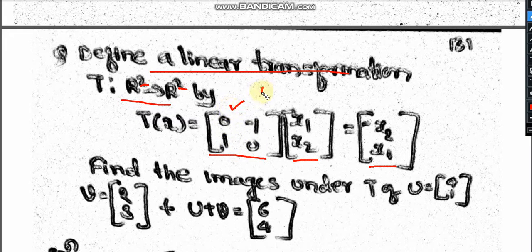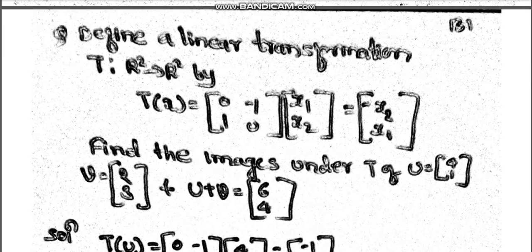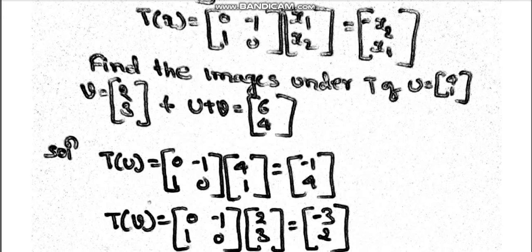What is this transformation? A 90 degree rotation in the anti-clockwise direction, right? So find the images under T of u. That is, the vector has been rotated 90 degrees, and what will be the values or the images. So here u is given, v is given, and also you have to check for u plus v. What you have to do is multiply the x1, x2, take the values of 0, 1 and 2, 3. So just multiply and check the values.